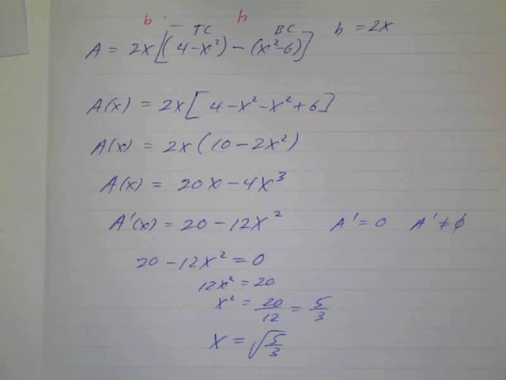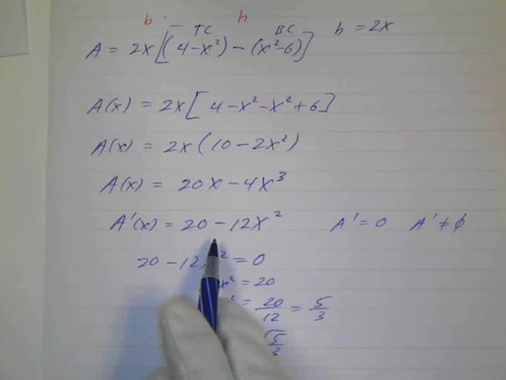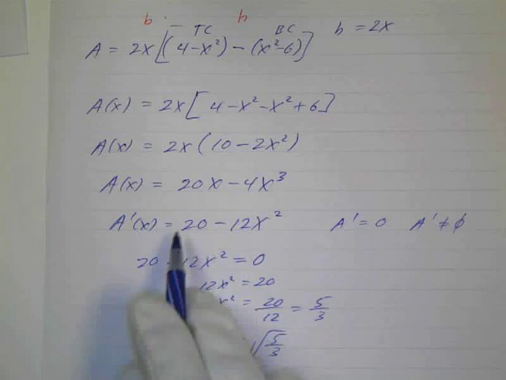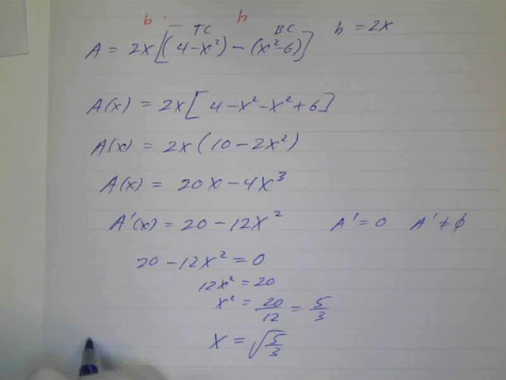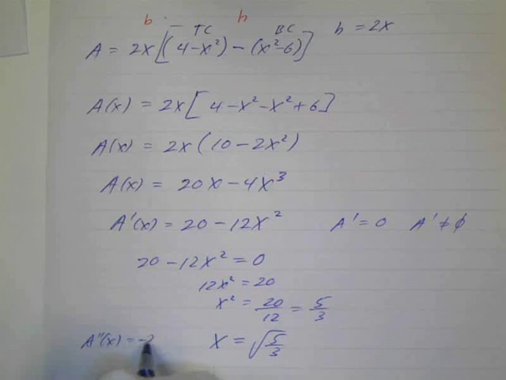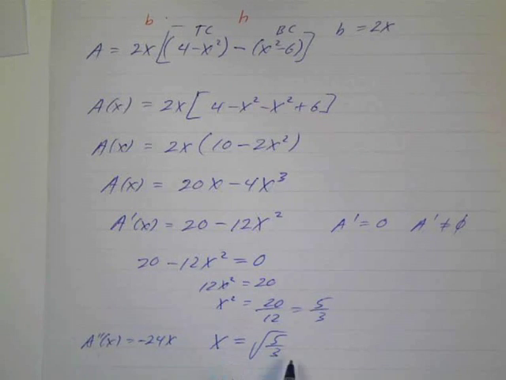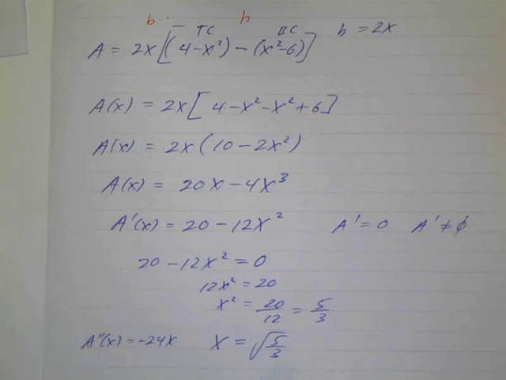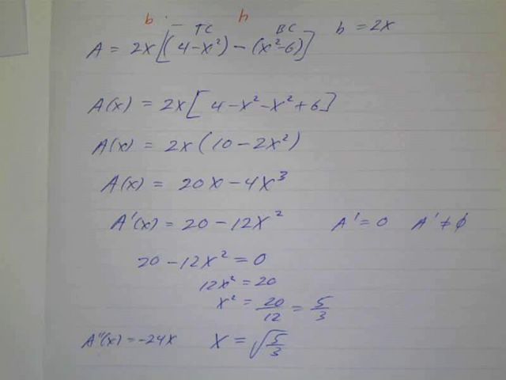Okay, and we could check this. So this is a 0. If we take the second derivative of this, it's going to be negative. If I take a double prime, just to check it real quick, the derivative of that is negative 24x. And x is going to be positive, so that means that's going to be negative, so that means it's going to be concave down. So if it's concave down, that's going to be a maximum. So we can check it real fast by using the second derivative test, all right?